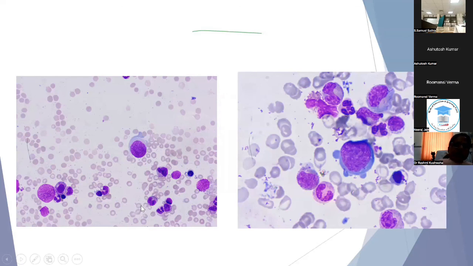This is again a closer view. We are seeing the left shift in the erythroid precursor. This is a bare nuclei. This is another erythroid precursor with presence of some prominent intranuclear inclusion. This is a closer view. We can see the prominent intranuclear inclusion along with the cytoplasmic projections.